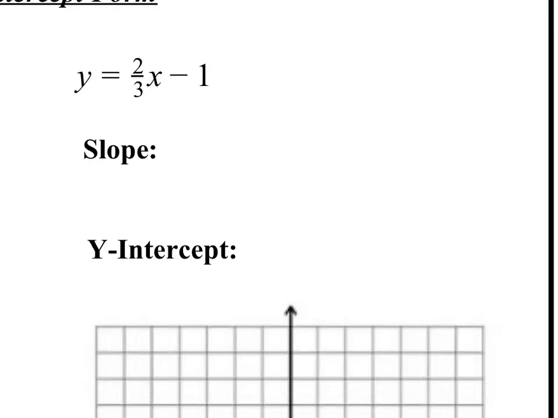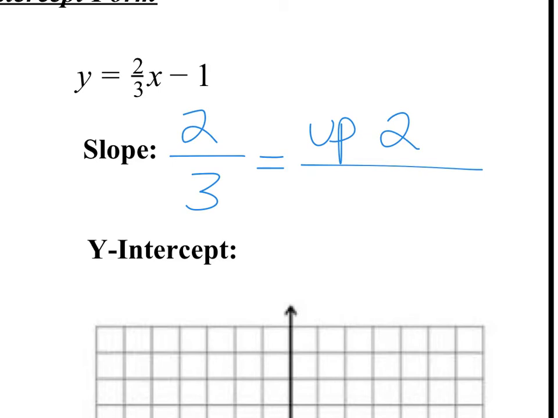What's the slope? y equals 2/3 x minus 1. 2/3. Write your slope as a fraction. Now we will explain what it means. This is a positive slope. Would the slope go up or down the mountain? Up. The vertical change then should be up 2. The horizontal change, slope dude always skis to the right. Right 3.